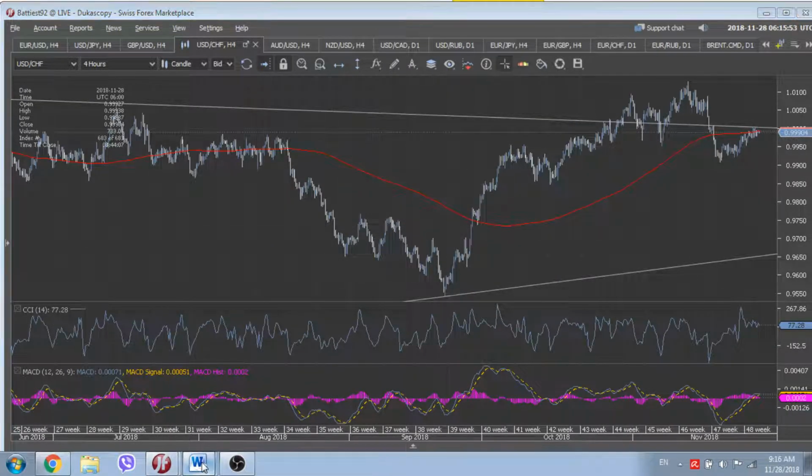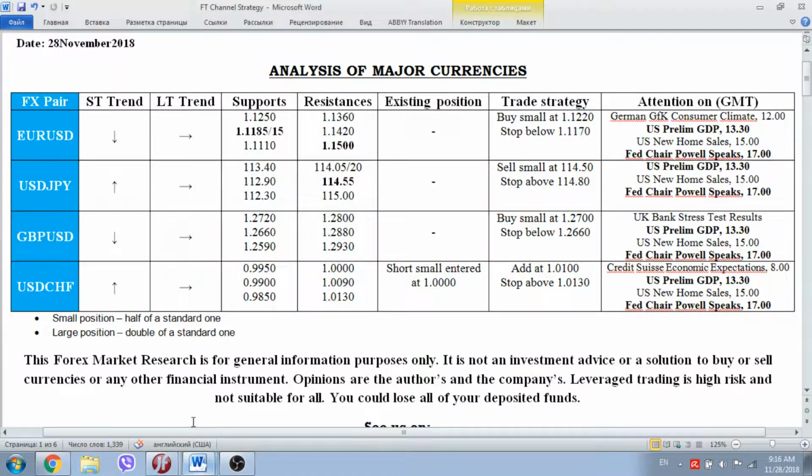Anyway, we see that the dollar Swiss franc is also looking at the moment more bullish than bearish. Anyway, we still continue to suggest that sooner or later the pair will come under downside pressure. That's why we entered a small short position in the dollar Swiss with a stop above this year's highs located at 101.28.